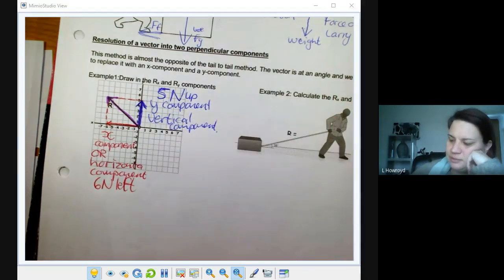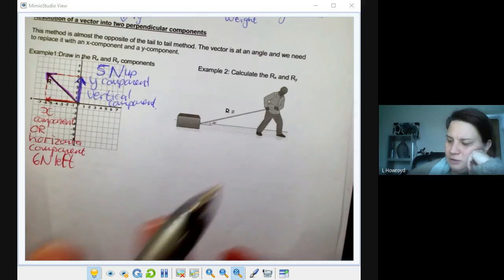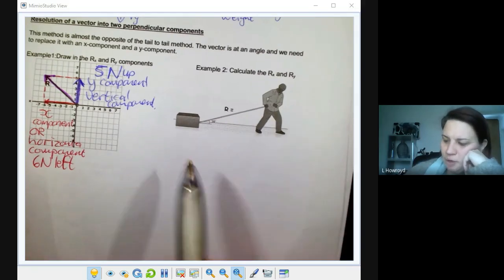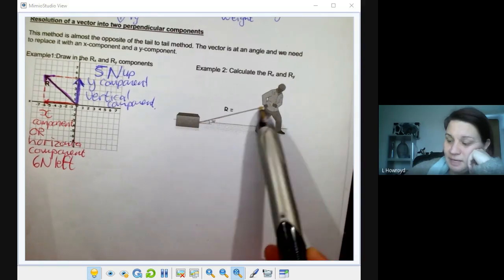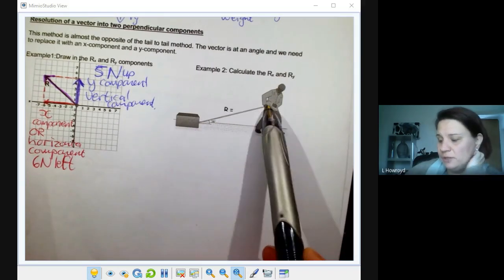Now I'm going to show you something else. Have a look at this. This is a man who's pulling a box, and he's got a rope over there. That's tension. He's got tension force over here.